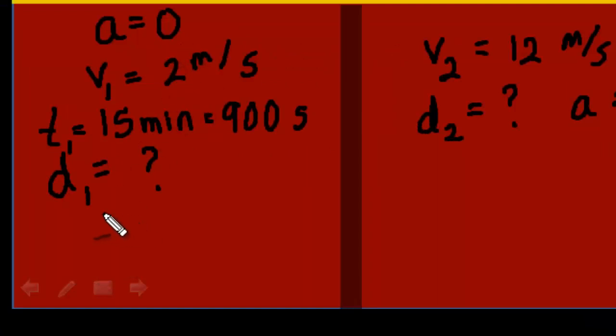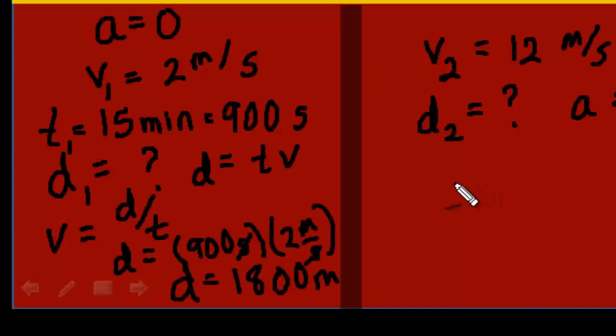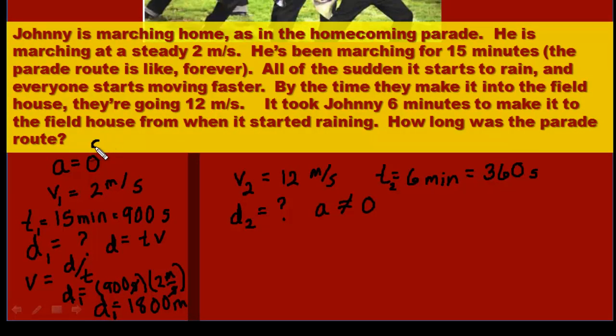This one, since acceleration is equal to 0, we can use the old standby, v equals distance divided by time, which is an equation you can use only when acceleration is 0. In other words, distance is equal to time times velocity. The distance is equal to 1,800 meters, but again, we've got to be careful. That's the first distance from the first part. Okay, I'm going to put it up here so it's easier to see. D1 equals 1,800 meters. But we have to add to that D1 D2, the distance that they covered when they were running when it started raining.